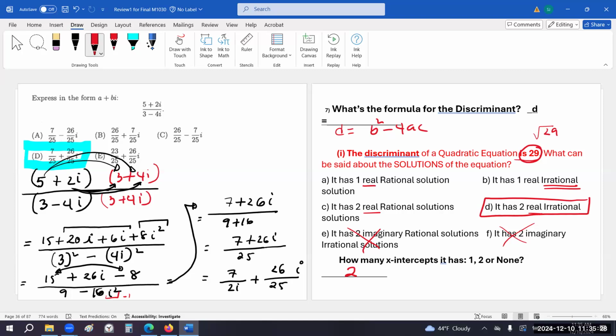Also, it's because it's a square root. The square root is positive, but positive and negative come here. So that's why we have 2, and these are real numbers, so real. And this is irrational because we cannot simplify the square root of 29.